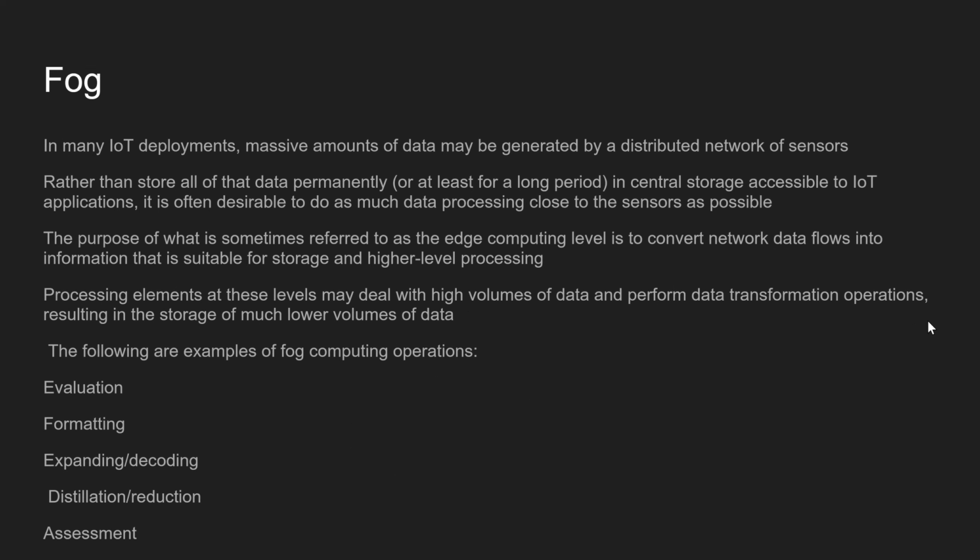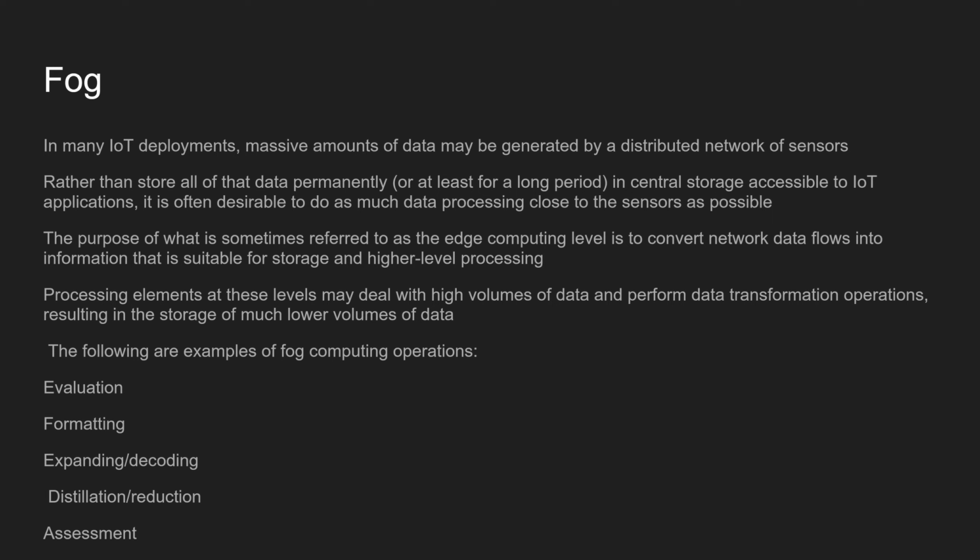Fog. In many IoT deployments, massive amounts of data may be generated by a distributed network of sensors. Rather than store all of the data permanently, or at least for a long period of time, in central storage accessible to IoT applications, it is often desirable to do as much data processing close to the sensors as possible. The purpose of what is sometimes referred to as the edge computing level is to convert network data flows into information that is suitable for storage and higher level processing.